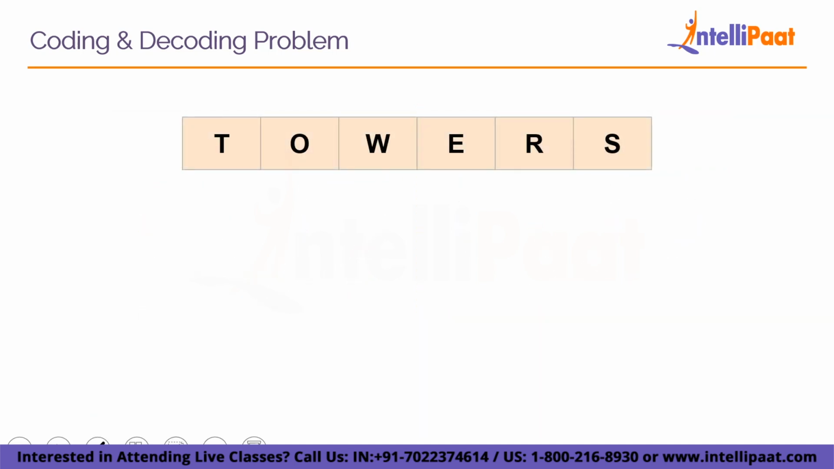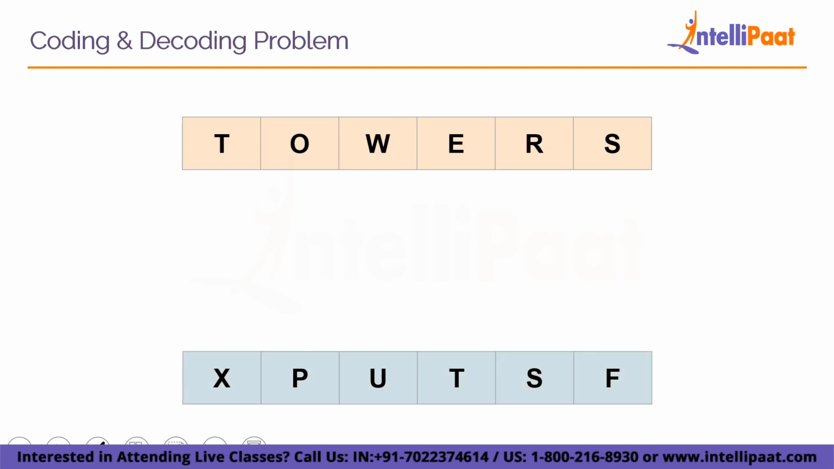So here is our second value, that is towers, which is written as XPUTSF. So using the similar approach, what we will do first is divide this word into half. So here you can see you are getting 3 letters each side, right? So using the similar approach, here we have only 3 letters at a side. So what we will do here, first we will write the next letters of each alphabet here. So that will be U, which will come after T, after O it will be P, after W it will be X.